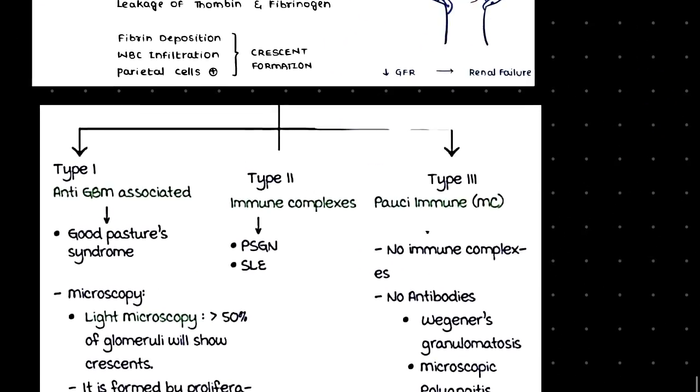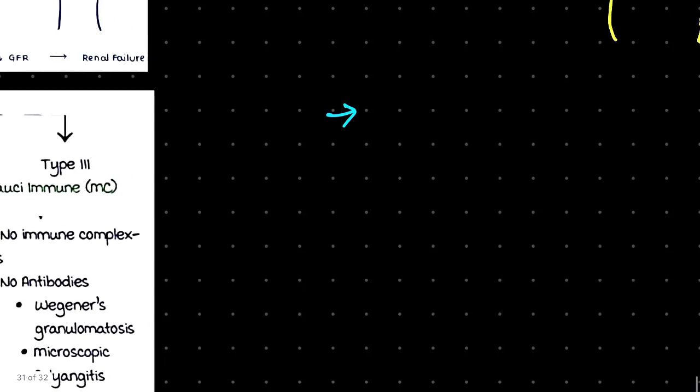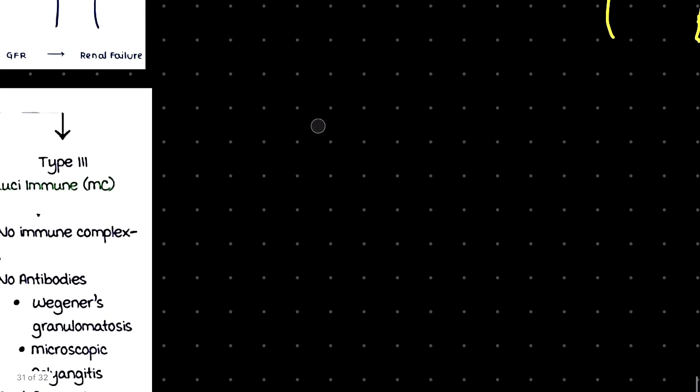now this rapidly proliferative glomerulonephritis consists of several types. Now, before getting into types, I would like to make you clear again about the crescent formation. This is our normal glomerulus, right, this is our normal glomerulus.